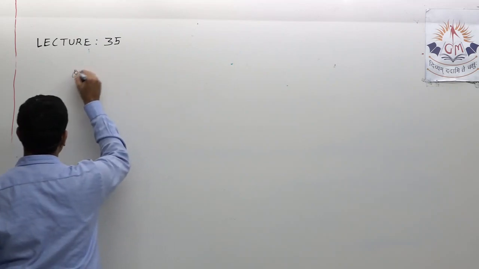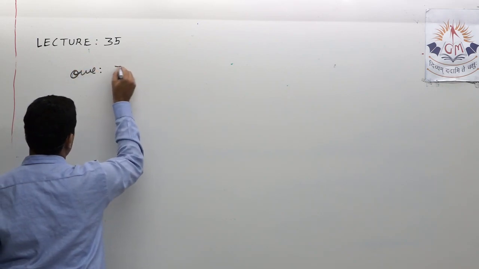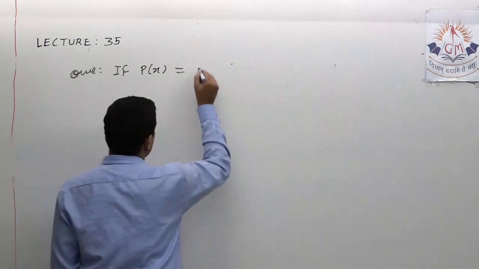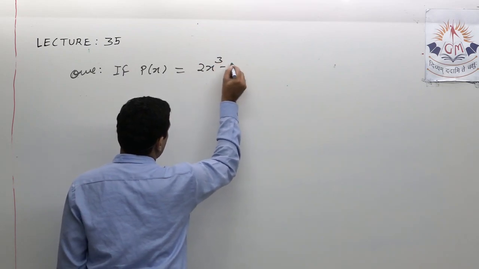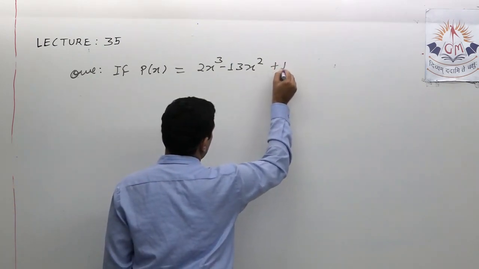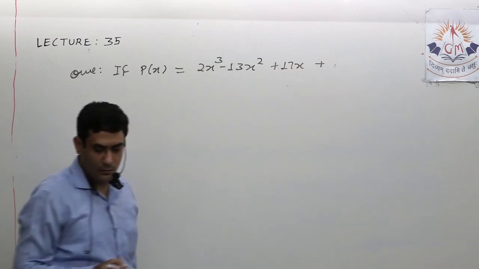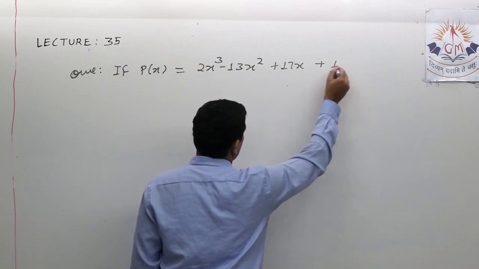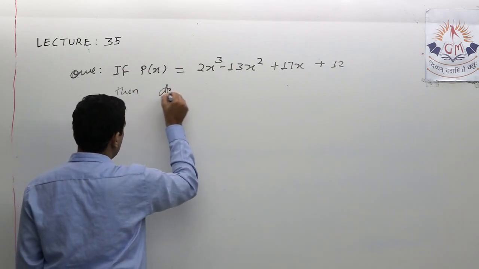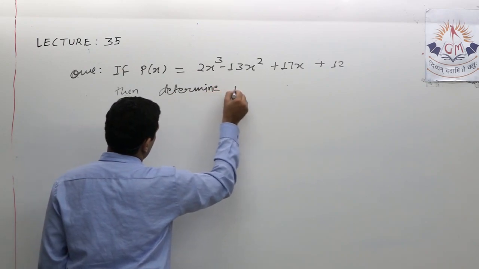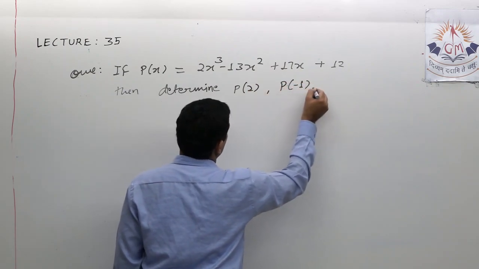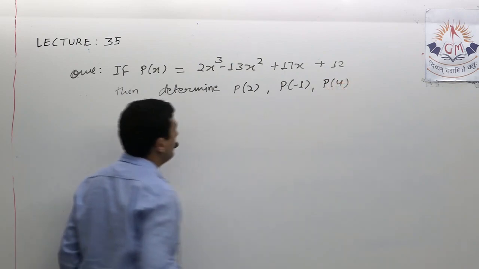Let us see the question. If p(x) is equal to 2x cube minus 13x square plus 17x plus 12, then determine p of 2, p of minus 1, p of 4. Okay, you have to determine these three values.